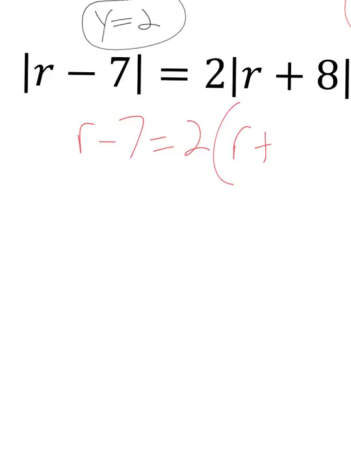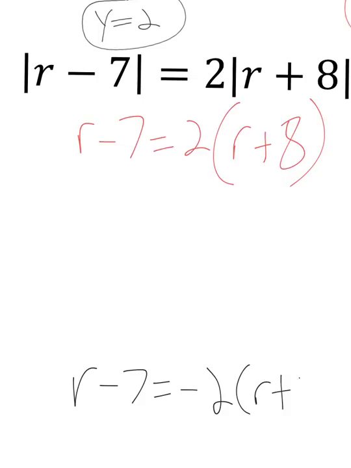And for the second equation, I'll say r minus 7 equals, and you got to make one side negative, so I'll do a negative 2 times r plus 8. Okay, so let's solve this first one. So I have r minus 7 equals, distributing the 2 gets me 2r plus 16. And now I just need to cancel something on each side.